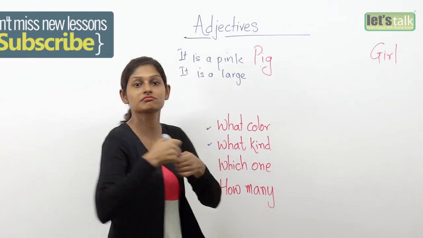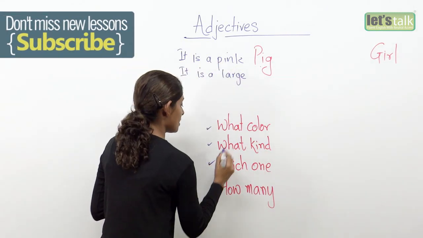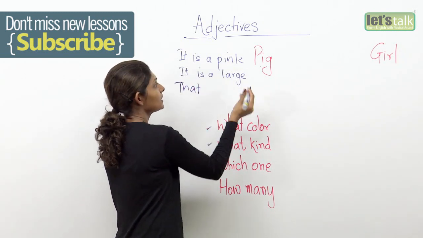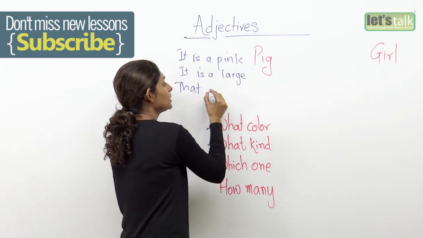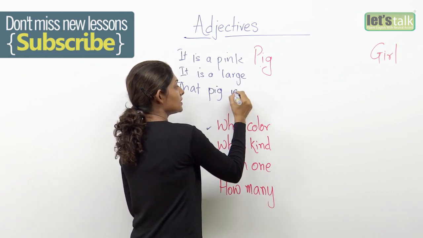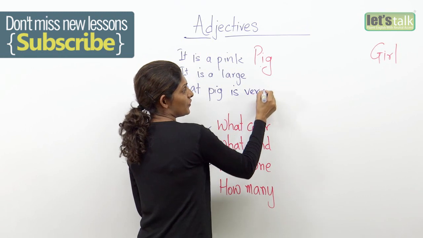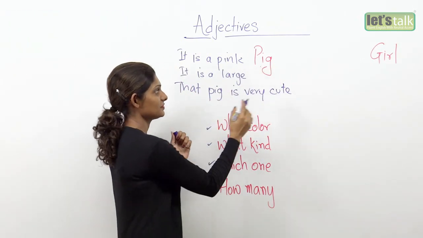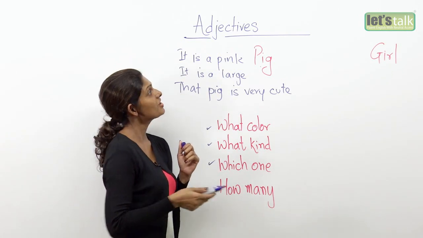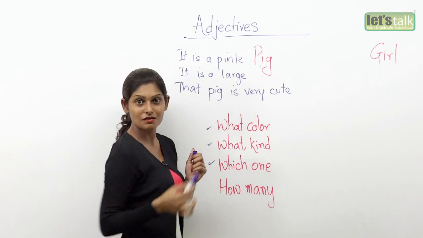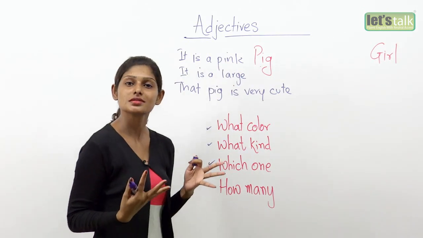So let's say that one, all right? So we'll just use the noun over here. That pig is very cute. So now you know that when you put an adjective in front of the noun, it becomes more descriptive.